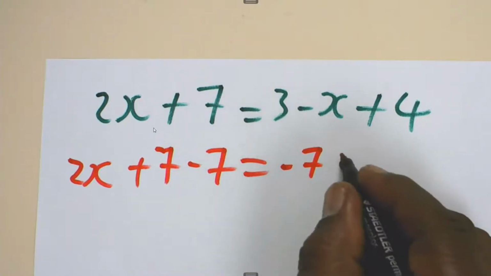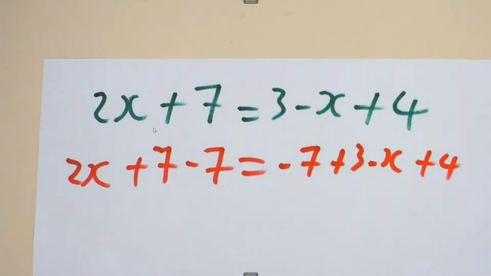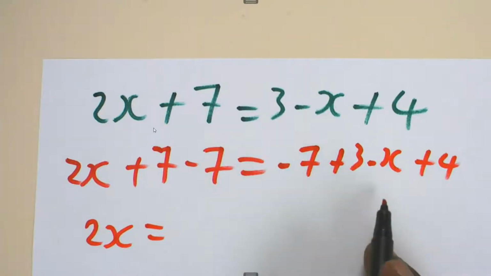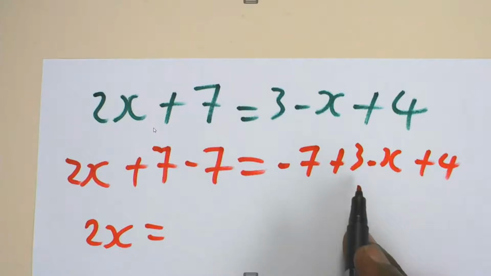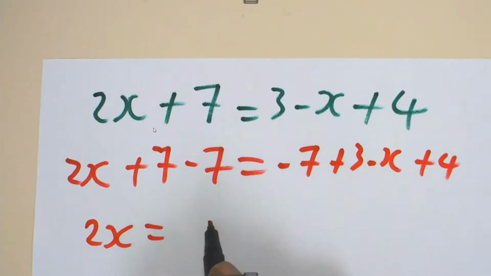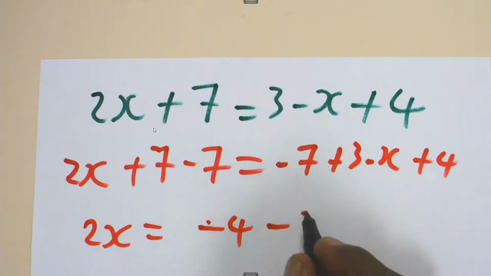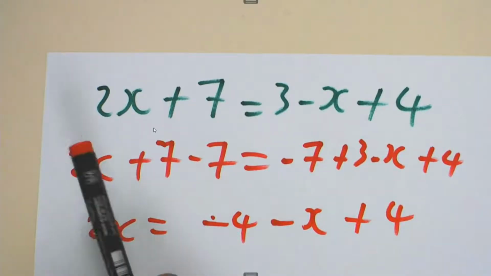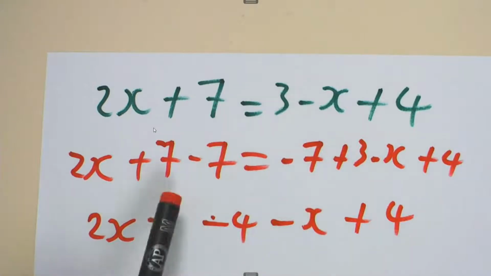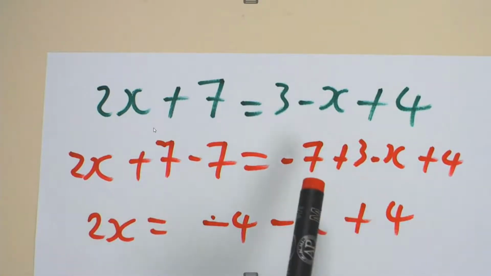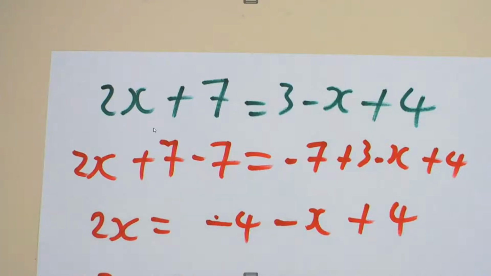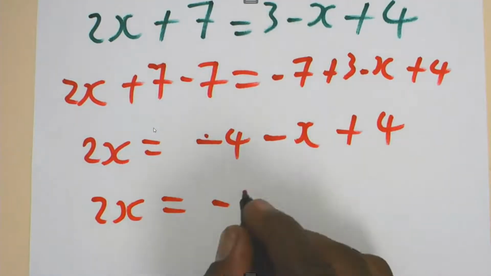Negative 7 plus 3 minus x plus 4. Negative 7 plus 3 is negative 4. Let's see whether 2x plus 7 equals 3x minus 4. Additive inverse to give us 0. Add here negative 4, negative x plus 4, meaning that 2x equals negative 4 plus 4, it's a 0, which is negative x.